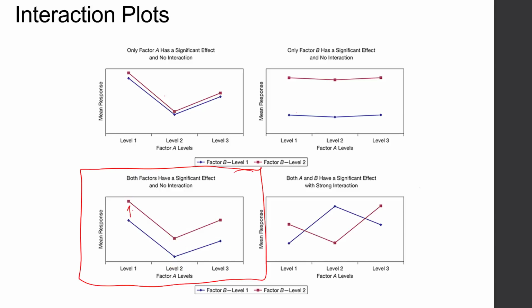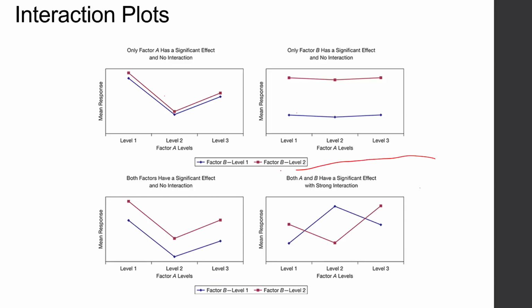It does look like there's a shift up from level 1 of B to level 2 of B, so it looks like B is significant. And again, it doesn't look like there's an interaction. These lines are pretty parallel, and what that means is that the shift, for instance, the change in the mean from level 1 to level 2 of B is the same no matter what level of the variable A you're on. So the change in that mean for factor B doesn't depend on what level of factor A you're on.